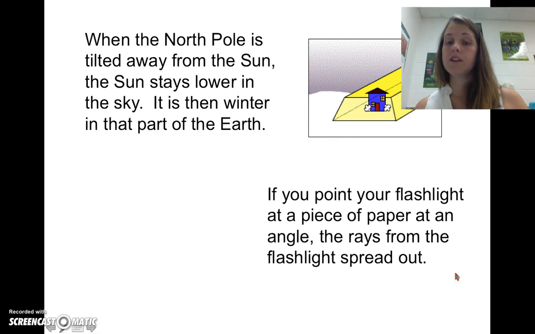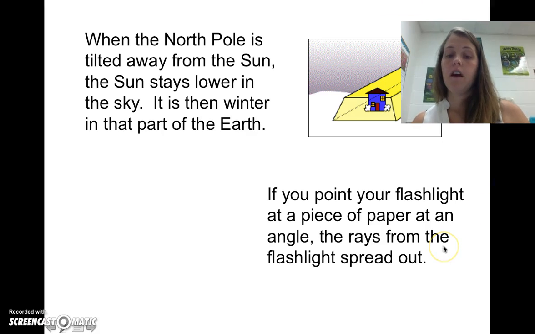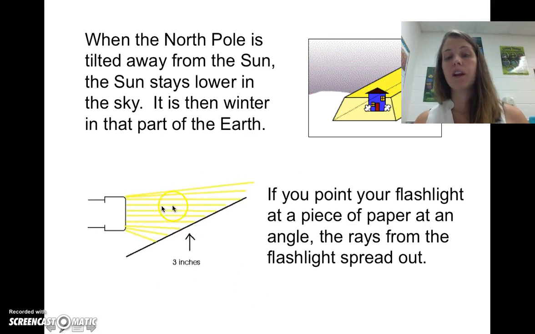So if you point a flashlight at a piece of paper at the angle that the sun would be at, the rays from the flashlight spread out. And when they spread out, that means they lose potency. It isn't as concentrated, and so therefore you get a lot less heat and a lot less thermal energy.